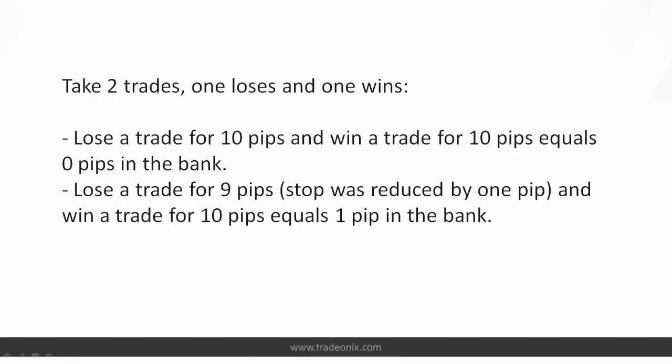Take two trades. One loses and one wins. Lose a trade for 10 pips and win a trade for 10 pips equals 0 pips in the bank. You get break even. Lose a trade for 9 pips when the stop was reduced only by 1 pip, and win a trade for 10 pips equals 1 pip in the bank.